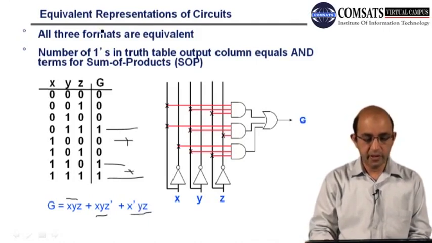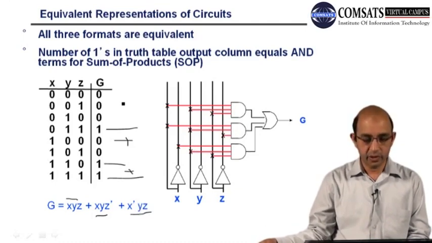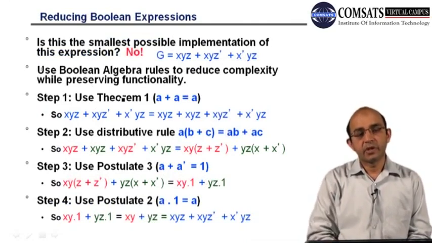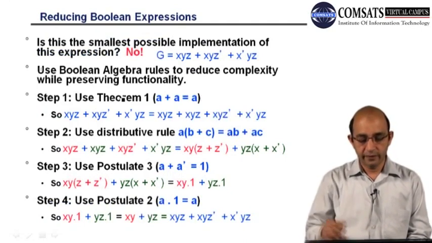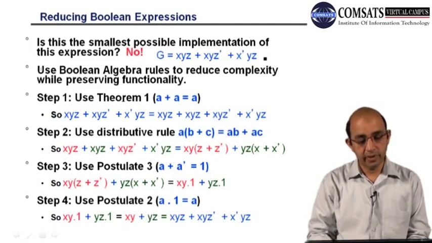So all these different formats are equal. You can have a truth table representing this Boolean expression, or you can have a circuit. This circuit is equal to this Boolean expression, or this circuit also satisfies this truth table. Then next comes another important stage: you have to simplify your Boolean expression, to get the smallest representation. If you look at this Boolean expression, yes, you can simplify it.